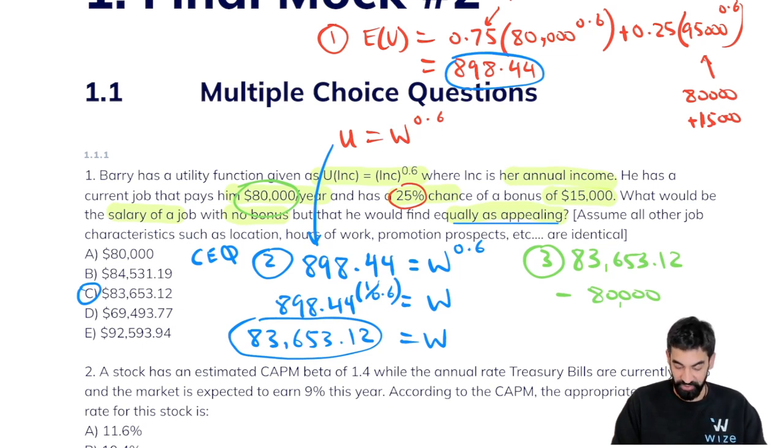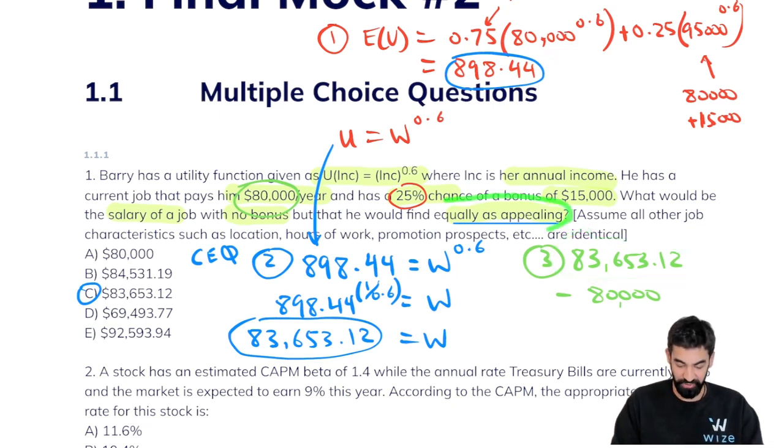Because in the other job, if they just pay him 80,000 here and 80,000 with no bonus, then obviously he would rather take the first job, because in the first job he makes 80,000 minimum and he has a 25% chance of getting a bonus. So for sure he'll go for it. But now if the second job pays him 83,653, now he would be indifferent.